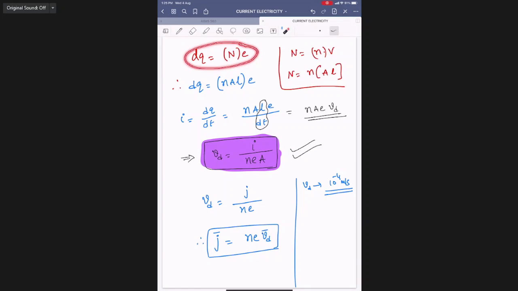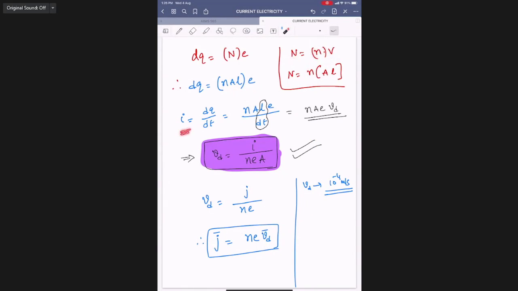Got it, everybody? Logic: total charge for 1 electron is 1e, for 2 electrons is 2e. If N number of electrons are there, then what is the total charge? N into e. So how to get N? The number of electrons per unit volume, n, into the volume gives the number of electrons in a given volume: n into A L.